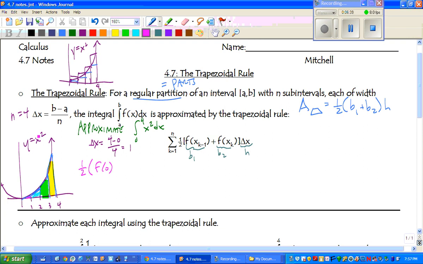We're putting 0 into this function right here to figure out what that value is. So we've got f of 0 plus f of x sub k, so f of x sub 1, our first x value here, f of 1. The 0 comes from the first part of the interval, 1 comes from the second part, like the other end. And then we're taking that and multiplying it by delta x. We already figured out delta x is going to be 1. So that measurement right here is always going to be 1.